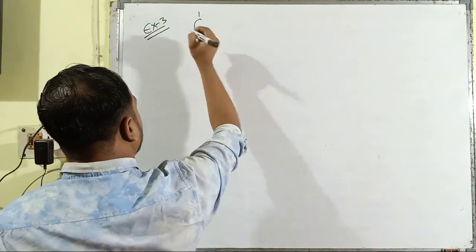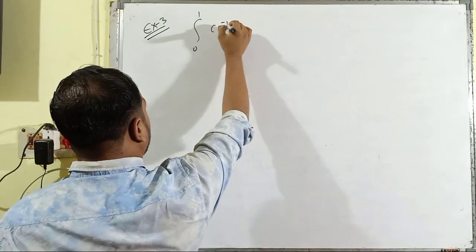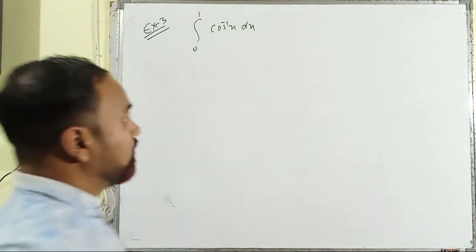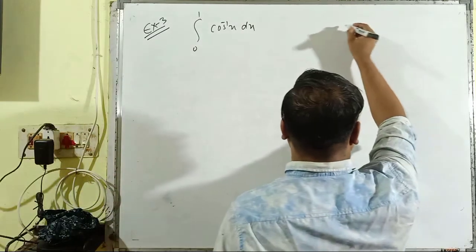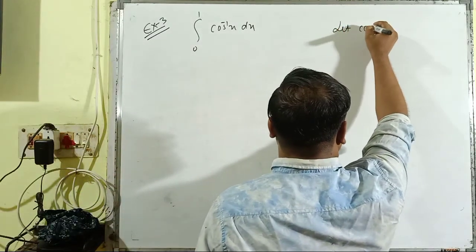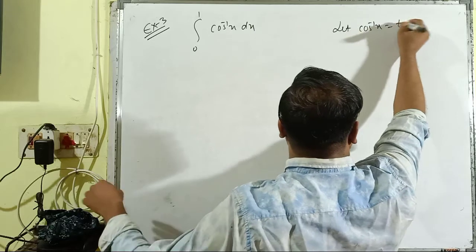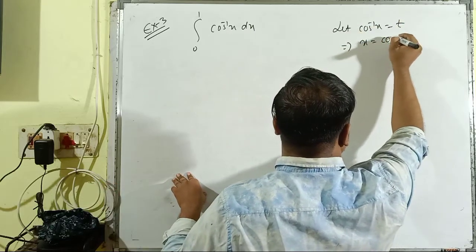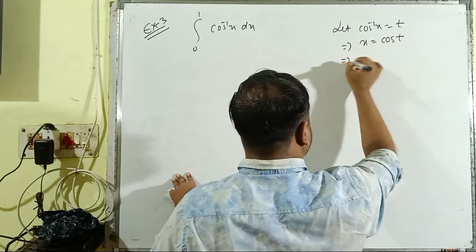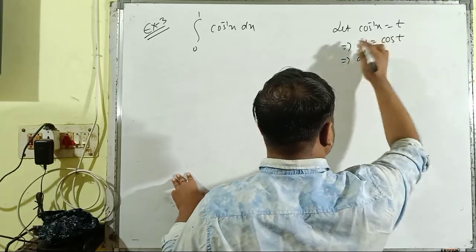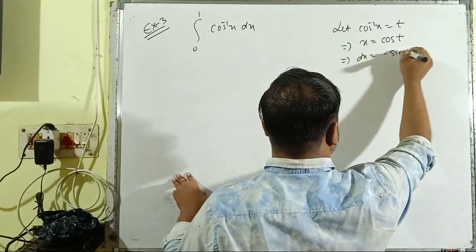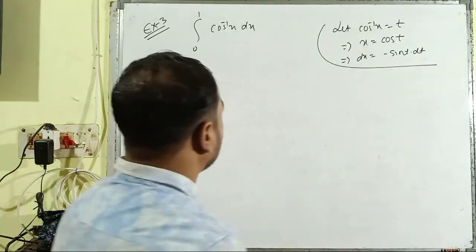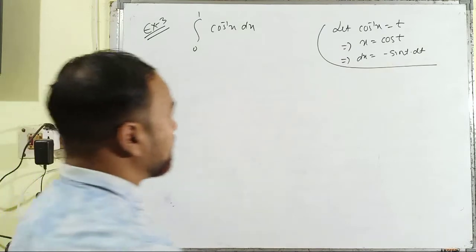We have to find the integral of cos inverse x with respect to x from 0 to 1. First of all, let us go through the substitution part. Let cos inverse x be equal to t. Then x is equal to cos t. Then dx, differentiating both sides, is minus sin t dt. Then we have to change the upper limit and lower limit.